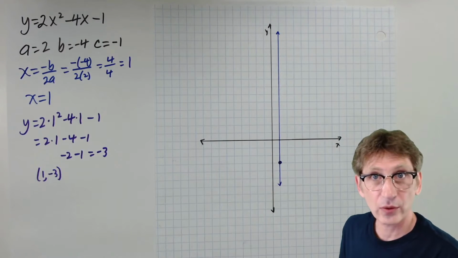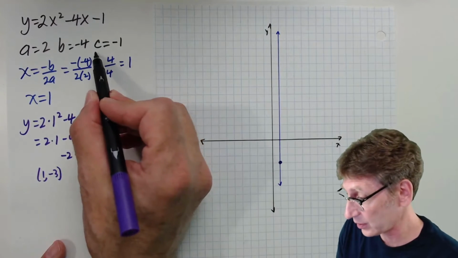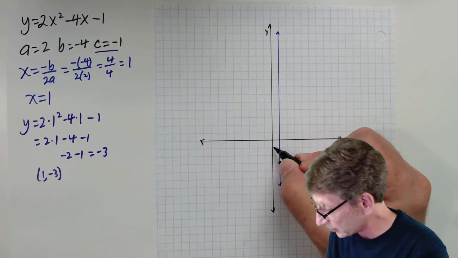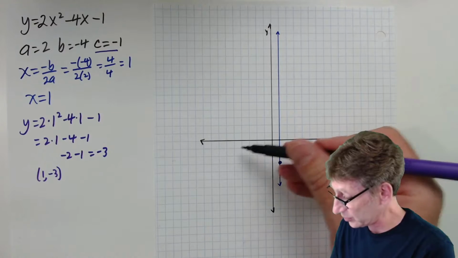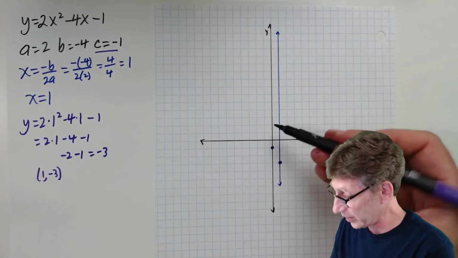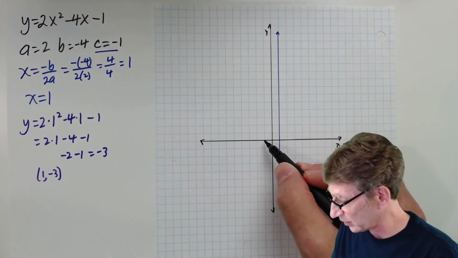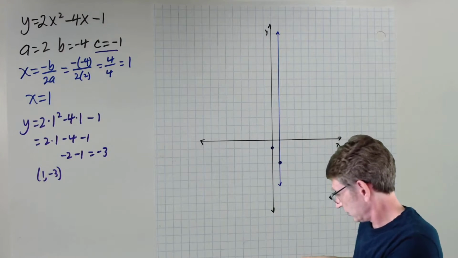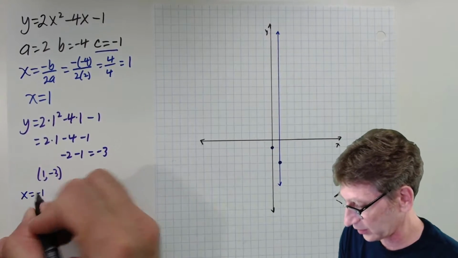I know another ordered pair automatically. I know the y-intercept. The y-intercept is the c value. C is -1. So my y-intercept here is -1. Well, if I get a couple more ordered pairs to the left, I can just reflect them. So let me try x equals -1 and x equals -2, see how those work out for a couple more ordered pairs.